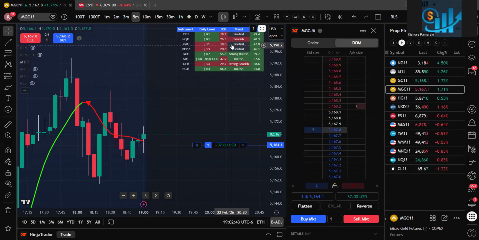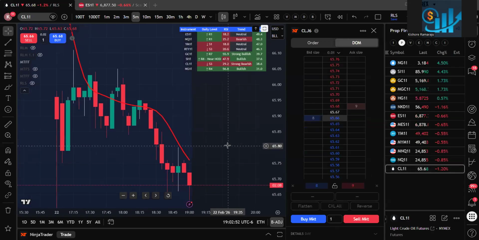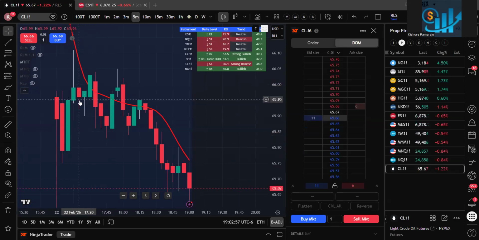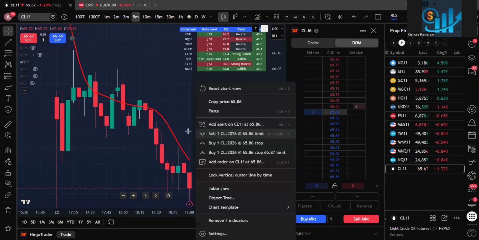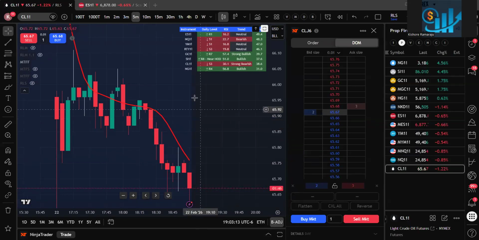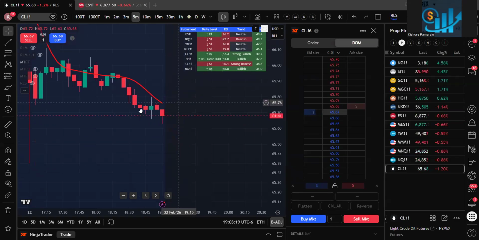Whereas crude and Q are bearish, crude oil is strong bearish. Buyers try to go up, sellers push it down. So any pullback, whenever price comes close to this red line, that's a good opportunity to short. Again, buyers try to go up, then immediately sellers push it down.